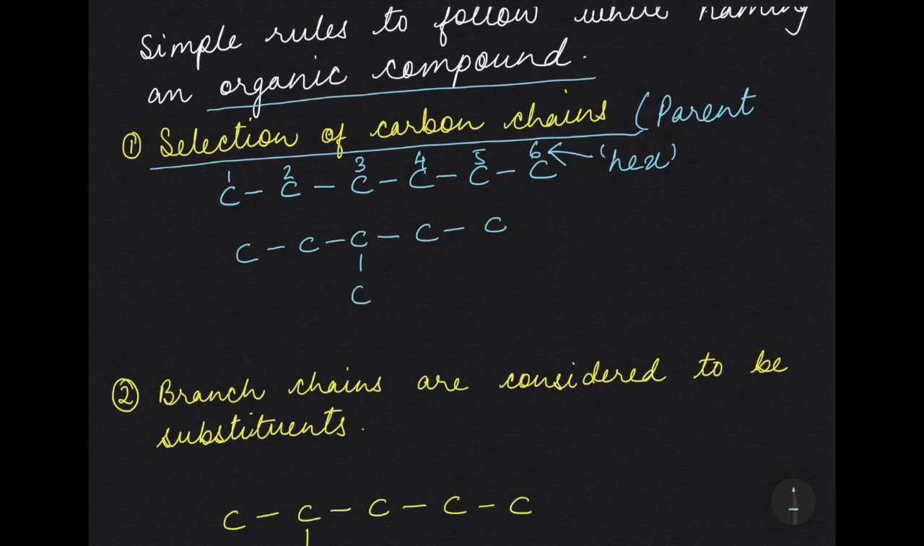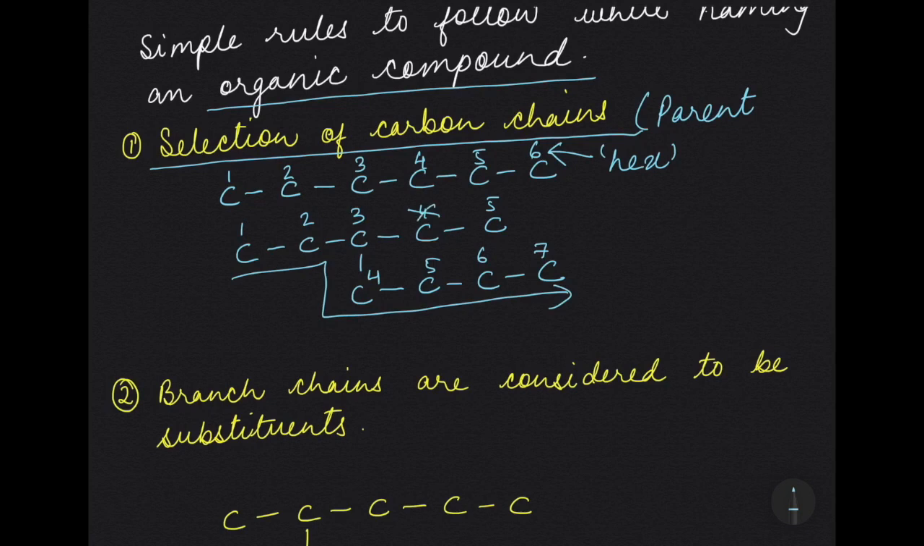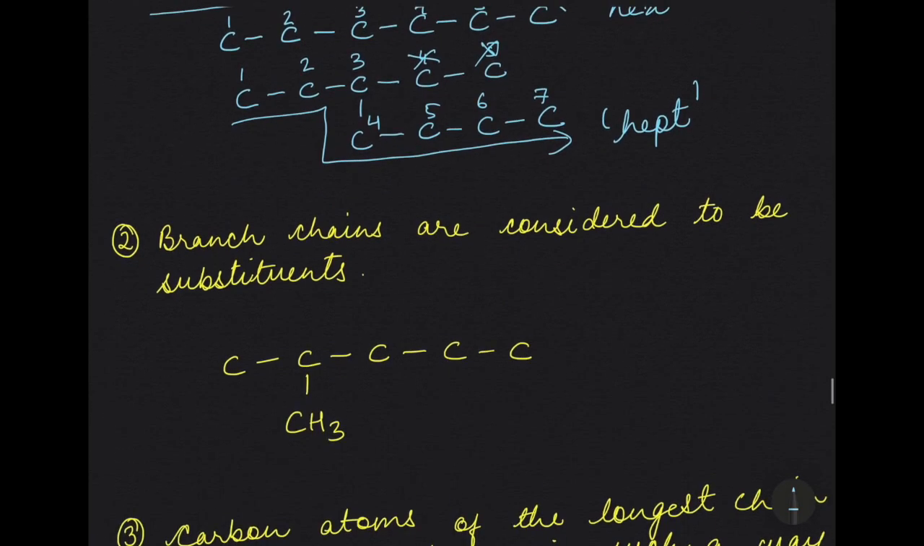Now again, in this case, you have to take the longest. 1, 2, 3, 4, 5, 4, 5, 6, 7. So which is the longest chain? This is the longest chain. So this one and this one is cancelled out. So what will the root word be? 7 means hept. Understood?